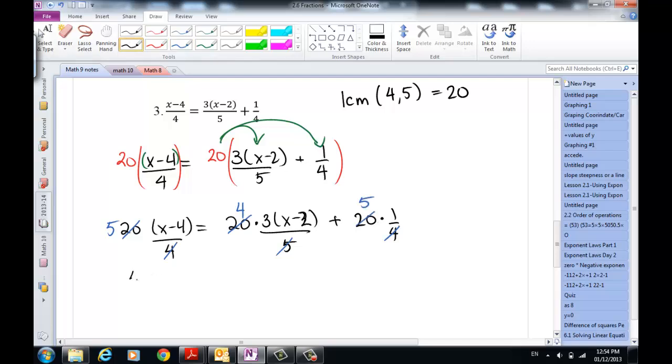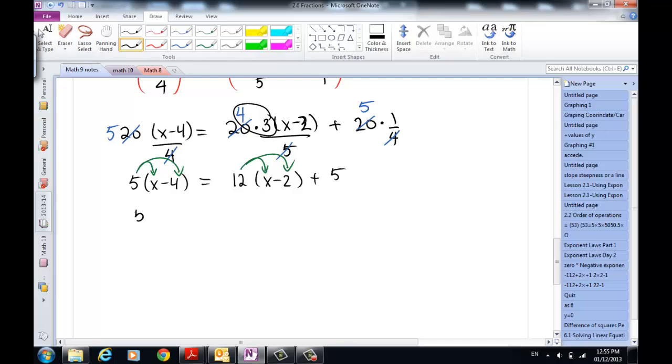And so here I'm left with 5 multiplied by (x minus 4) is equal to, this is super easy, 12 multiplied by (x minus 2), right? 4 times 3 is 12, and it's still multiplied by (x minus 2), plus 5 times 1 is 5. Now we've got to distribute. So what I get here is 5x minus 20 is equal to 12x minus 24 plus 5.